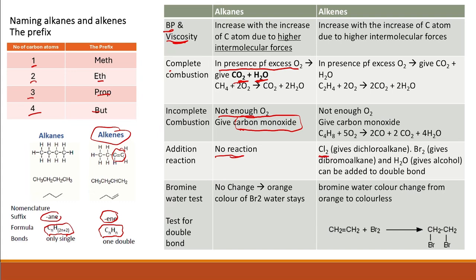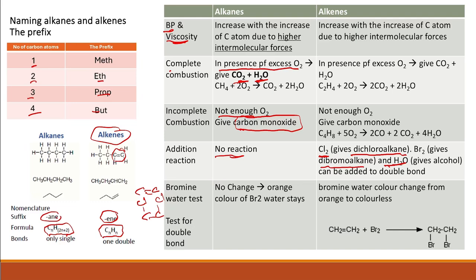So when you add chlorine, that will give you dichloroalkane. So if you have a double bond like this, you simply break it and then replace it with two chlorine atoms. And if it's water, that will give you alcohol, where you add hydrogen to one carbon and OH to the other carbon. And then if you have bromine, that will give you dibromoalkane.